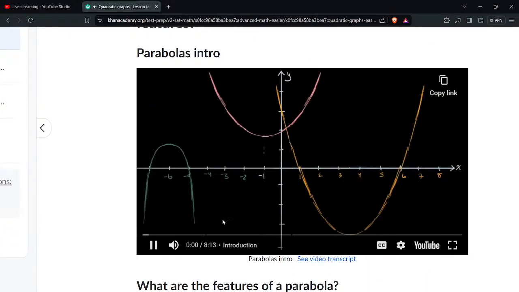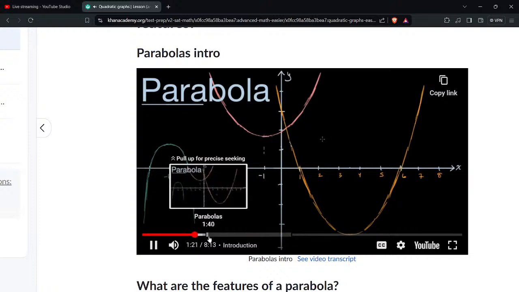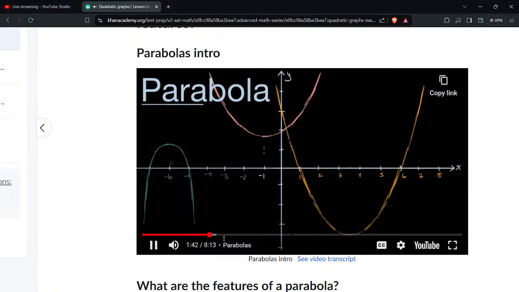Parabolas intro. In this video, we're going to talk about what a parabola is. In future videos, we're going to describe it a little bit more algebraically. In this one, we just want to get a sense for what parabolas look like. Some of them are open downwards, and you can flip the graph.